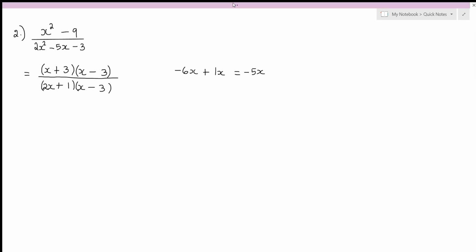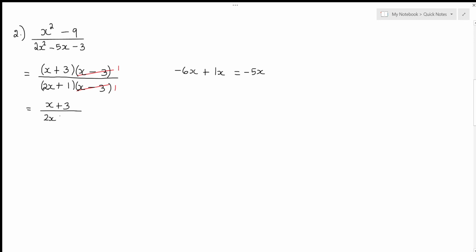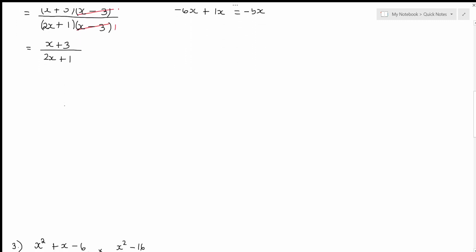Now we check to see are there any similar factors. Yes, there are. So we're going to cancel x minus 3 with x minus 3. What am I left with? Okay, in my numerator, I'm left with x plus 3, and with my denominator, I'm left with 2x plus 1. Okay, let's move on to number 3.